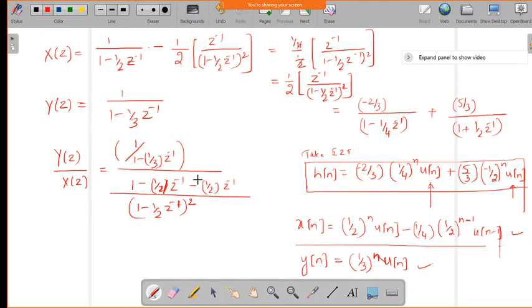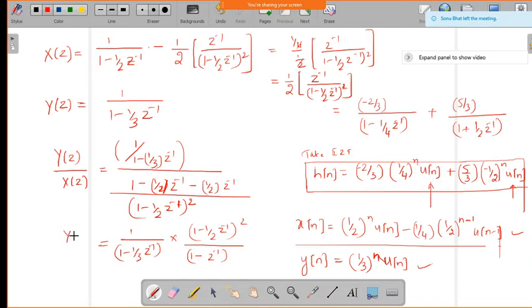Okay, so what you will get? So you will get 1 by (1 minus 1 by 3 Z inverse), into (1 minus half Z inverse) whole square, divided by, so 1 by half and half we will get 1, so you will get 1 minus Z inverse. Okay, so this is your Y of Z by X of Z.